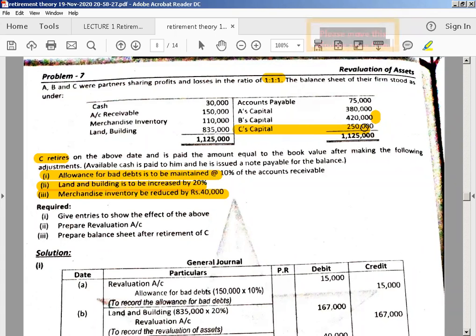Yes, C's capital is 250 and C is retiring from the firm. Then we have adjustments, and the adjustments are allowance for bad debts to be maintained 10% on account receivable. The account receivable value is 150. You have to show the separate working, working number one, in your board examination, like account receivables equals 150 multiplied by 10 divided by 100, and then you will get the value of allowance for bad debts, which is your 10%.